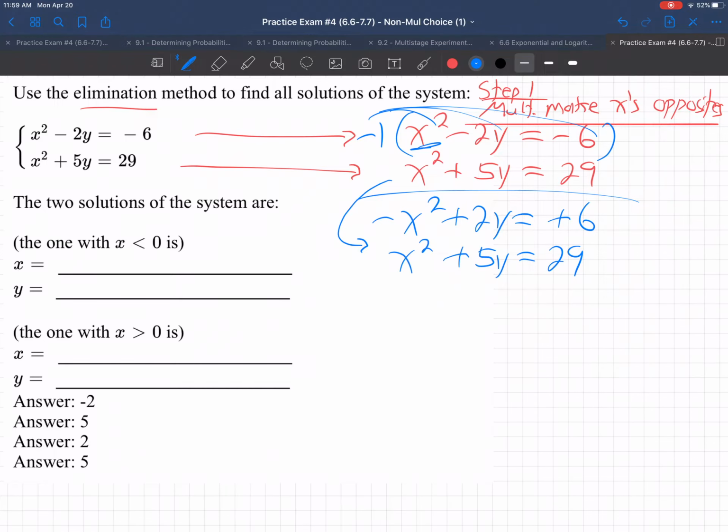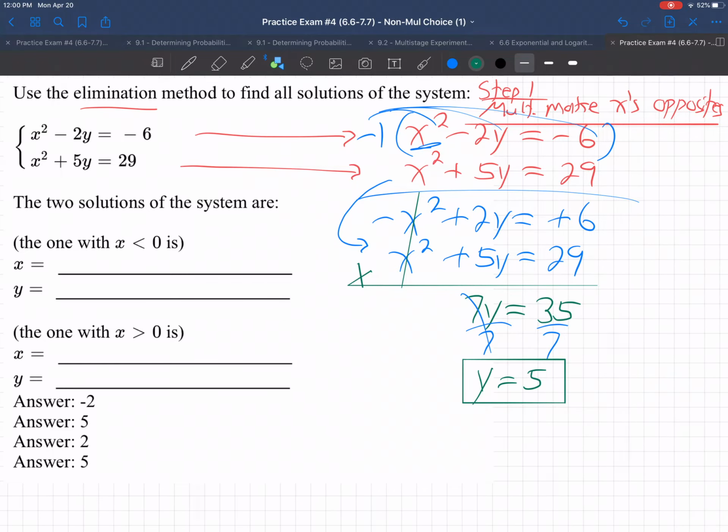And now I can add these up, and the x's will cancel. And I can get 7y, and add these up, what's that, 35. And so now I can divide both sides by 7. And y is 5. So I got y. Y is 5.